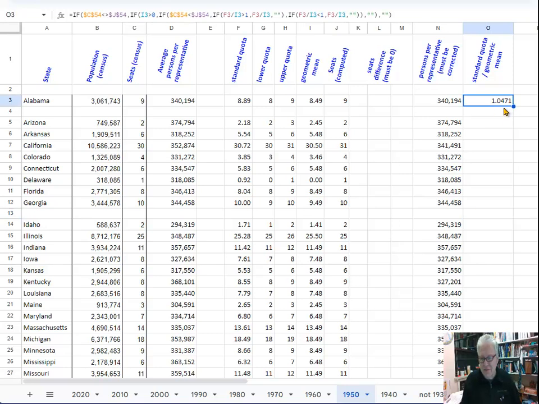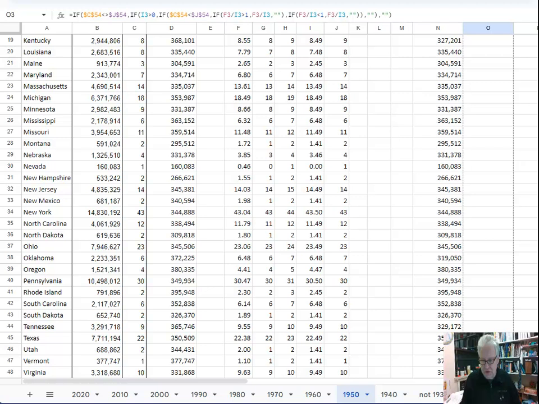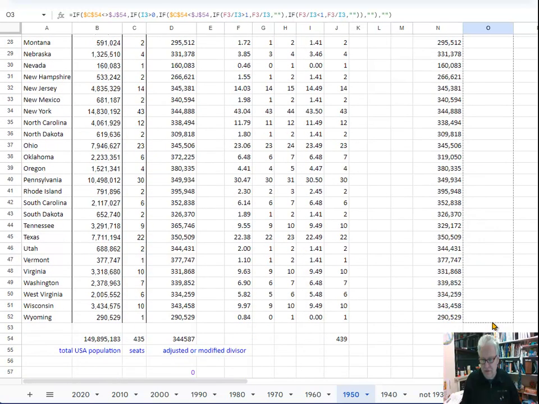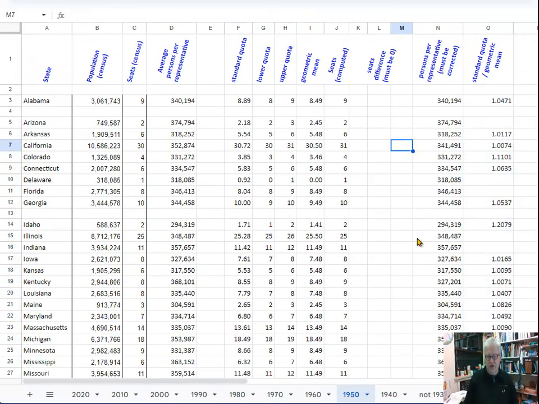This last one here is divide the standard quota by the geometric mean, so this kind of ratio here. And I'm going to pull that down. I found at least one source where they're doing something or mentioning this one here. This one will become very handy for these purposes on how to do the correction. Let's look at these numbers here.